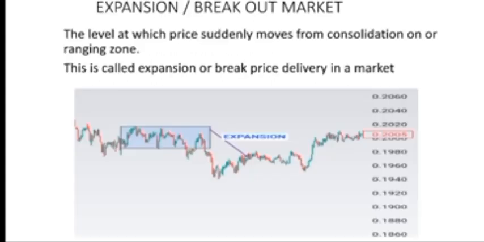Now expansion or breakout market is the second level of price action delivery, the level at which price suddenly moves out of consolidation or the ranging zone. This is called expansion or breakout price delivery in the market. So once the market moves out of a consolidation, out of a ranging market, it is going to expand either upward or downward. And usually before price does that, it must clear the liquidity of the people who are trying to trade within that zone.